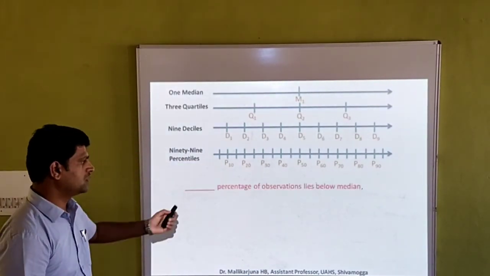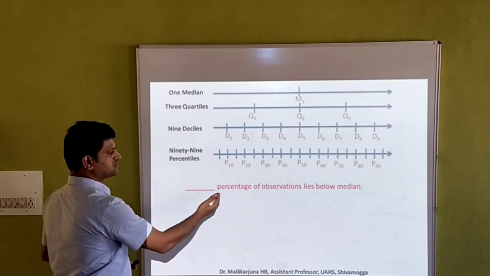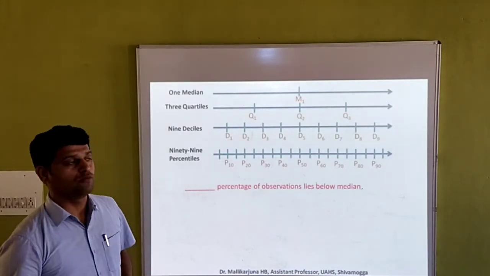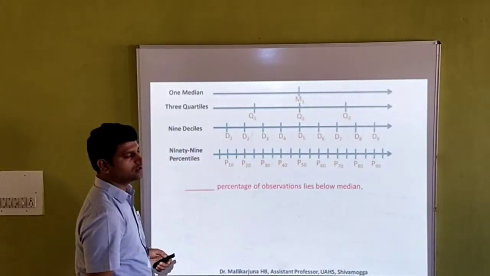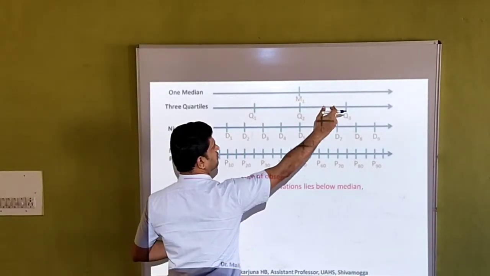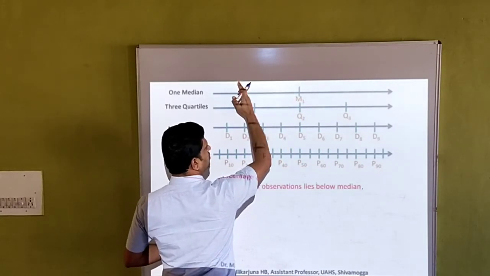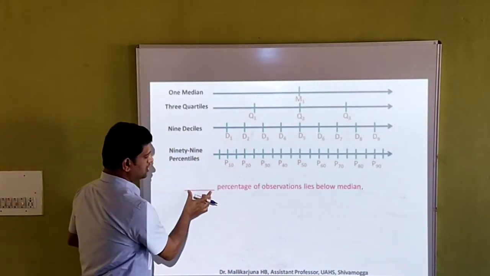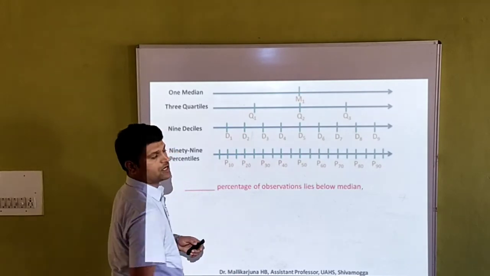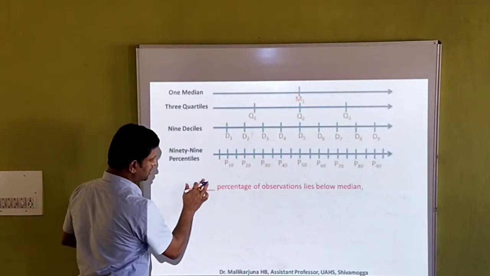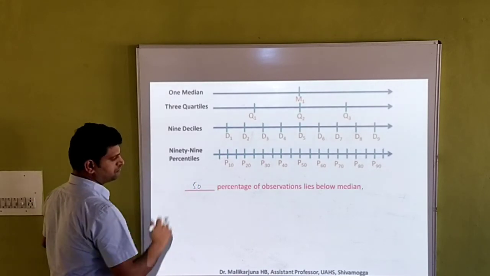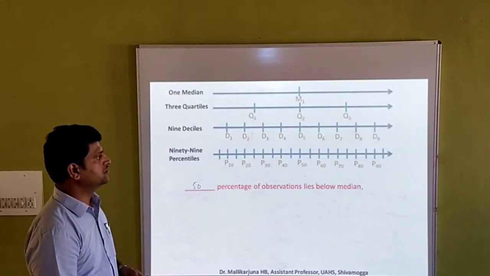Now come to another example. Dash percentage of observations lies below the median. Of course the median is the middle value here. So total 100% observations divide into 50% and 50%. So 50% of observations lie below the median.